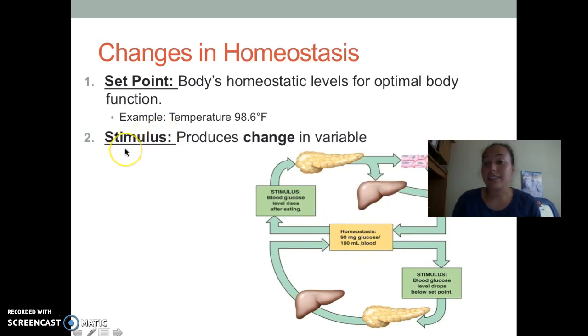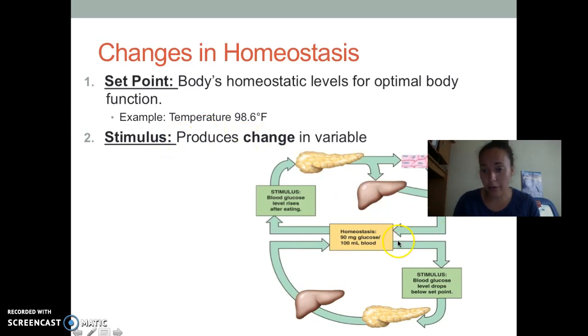So now we're talking about stimulus. So your stimulus is going to be the change in variable. So you walk outside and it's 100 degrees. Now that would be a change in that set point, right? This variable here. So the stimulus is the actual change itself.